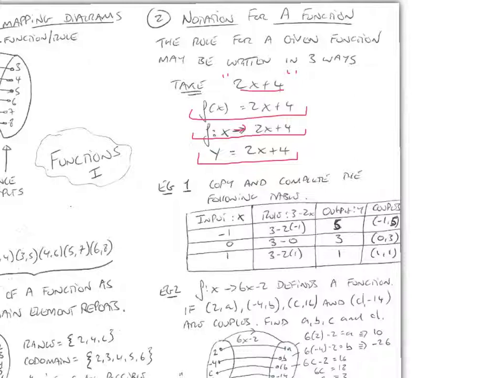Okay, so look at this example here. Copy and complete the following table. You're given a table with input values of -1, 0, 1, and you apply the rule 3 minus 2x, and you'll get your output. So 3 minus 2 times -1 is 5, and here we have 3 and 1. And our couples or ordered pairs are listed here: (-1, 5), (0, 3), (1, 1).